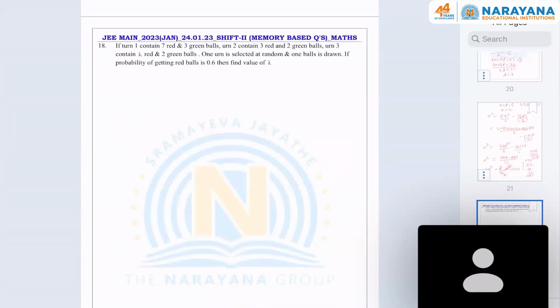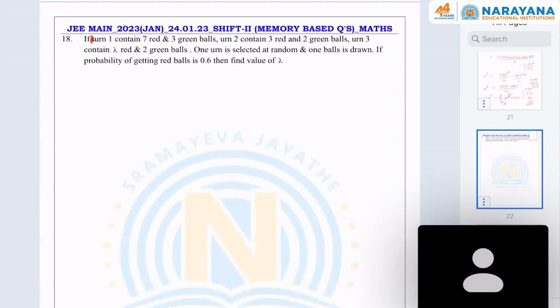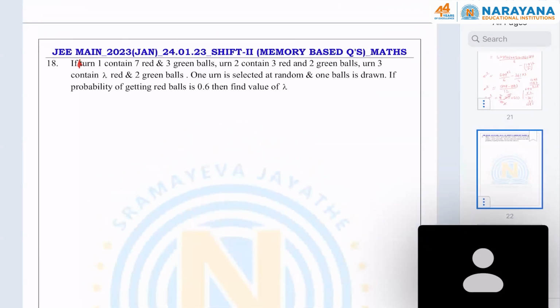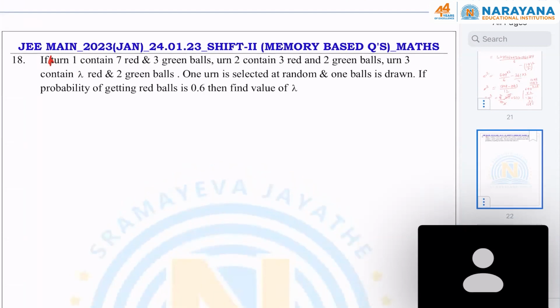Next one: if urn 1 contains 7 red and 3 green balls, urn 2 contains 3 red and 2 green balls, and urn 3 contains lambda red and 2 green balls. One urn is selected at random and one ball is drawn. If the probability of getting the red ball is 0.6, then find the value of lambda. So first I will find the probability of getting the red ball from any one of the urns. The probability of choosing the first urn is 1 by 3, right? Then the probability of choosing the red ball is 7 by 10.